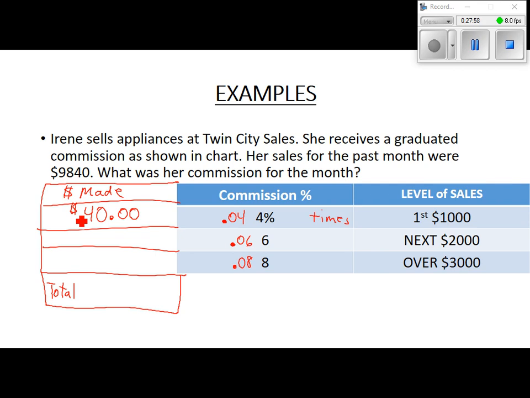Now, what you gotta do next is stop and think, did she sell more than $1,000? Yes. So did she go up through this next level? Did she sell more than 1,000 plus 2,000? What's 1,000 plus 2,000? 3,000. Did she sell more than that? Yes. So she's gonna make the whole amount that she can off of that next 2,000. So what's 0.06 times 2,000?